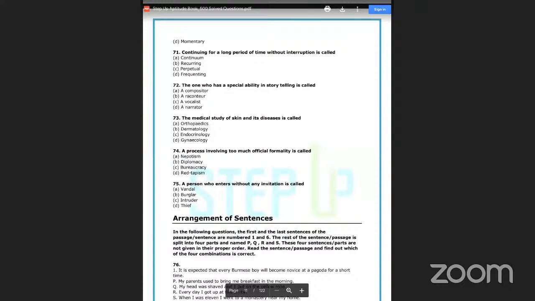73, a medical study of skin and its diseases is called what? Dermatology. Orthopedics is the study of bones. Endocrinology is about the glands. Gynecology is about the female reproductive system. 74, a process involving too much official formality is called what? Red tapism, that is D. 75, a person who enters without any invitation is called what? Intruder.